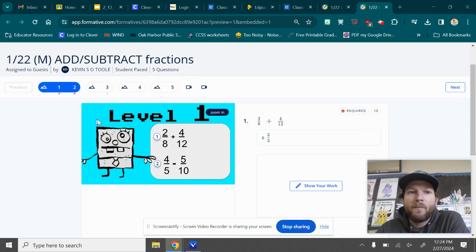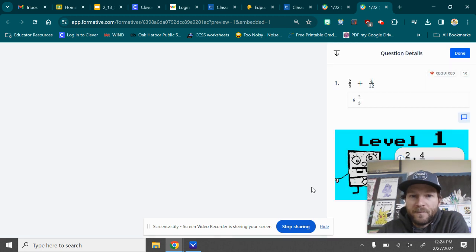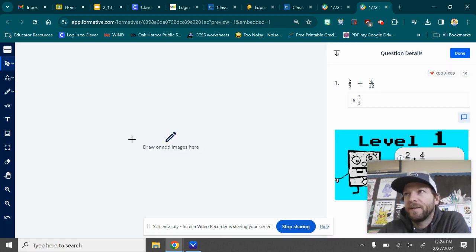All right, so here's the quiz, level 1. It's just two fractions. Number 1 is adding them. Number 2 is subtracting them. Either way, you got to do the same thing. So I'm not going to do the same problems because that would just be doing the work for you. So I'm going to choose two different fractions.